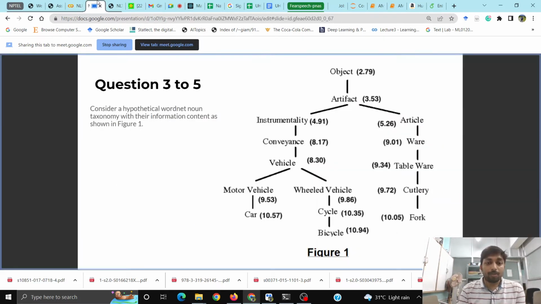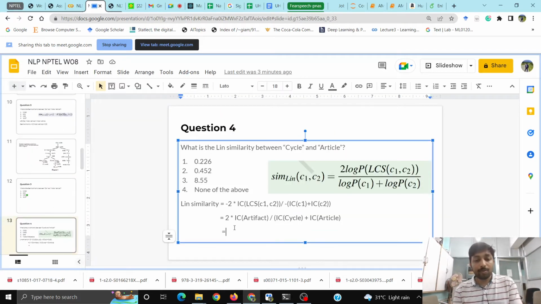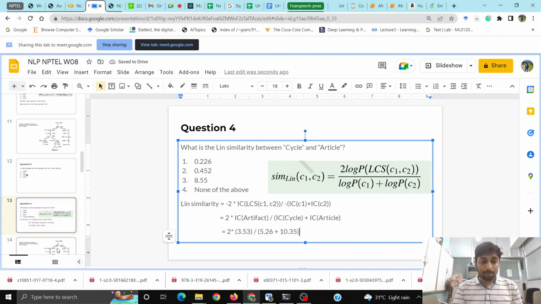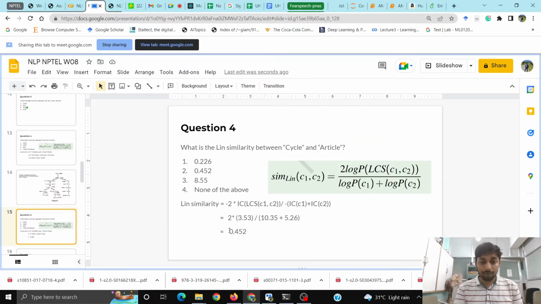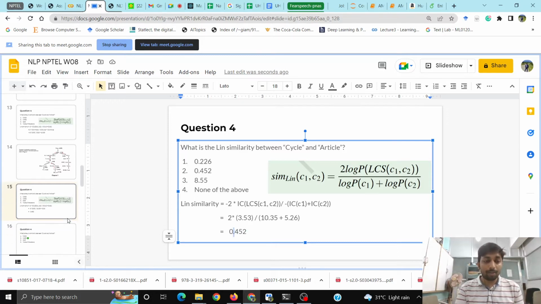Okay, so let us try to solve it. So what we do, we calculate this. So one of Lakshana or Satish, can you please tell what are the values? So 2 into 3.53, divided by 5.26 plus 10.35. This comes out to be 0.45. The minus is not required because we are using minus on both denominator and numerator. So that is the basic idea.